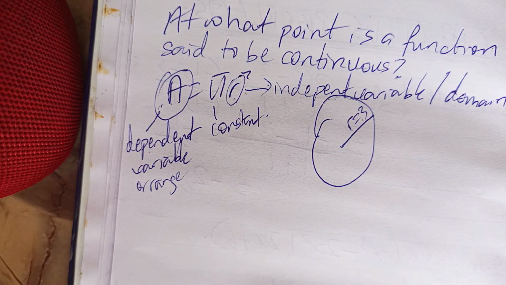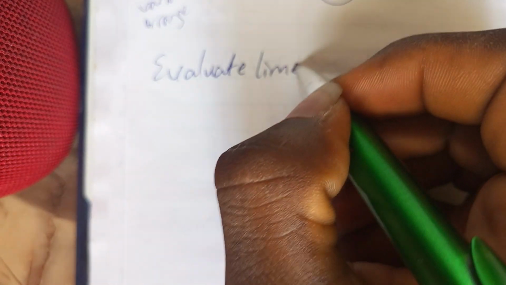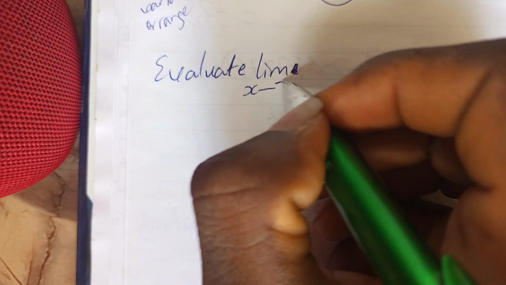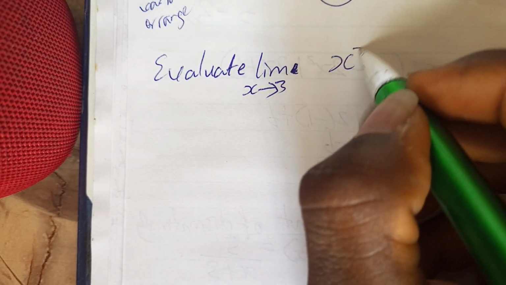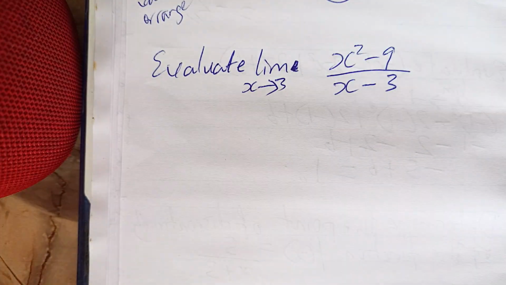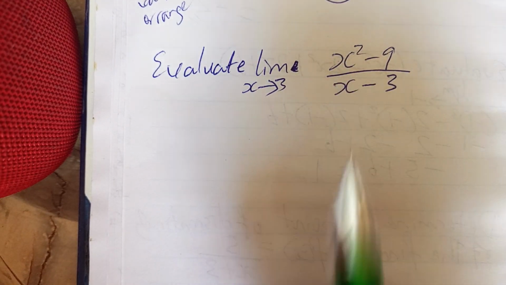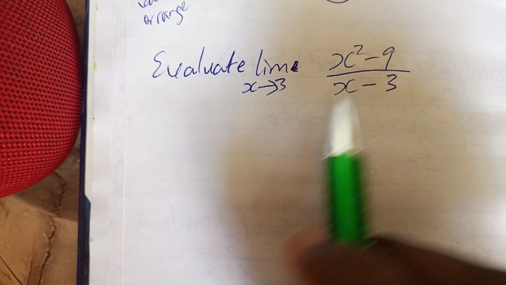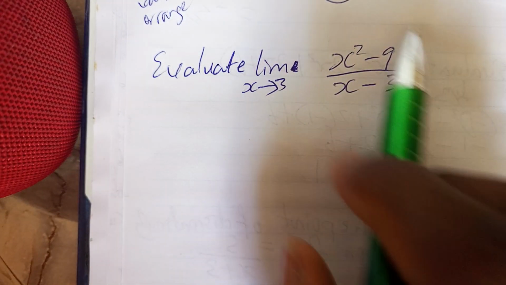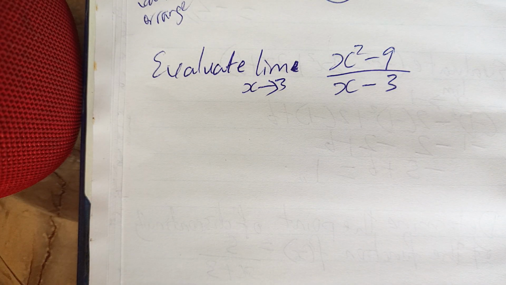Alright, so moving forward, we have a limit question here, which is actually going to be very nice. Evaluate the limit as x tends to 3 of x squared minus 9 over x minus 3. Now looking at this, if I impute 3 into this x directly, I'm going to get 0 over 0. Once you get 0 down, it's already discontinuous.